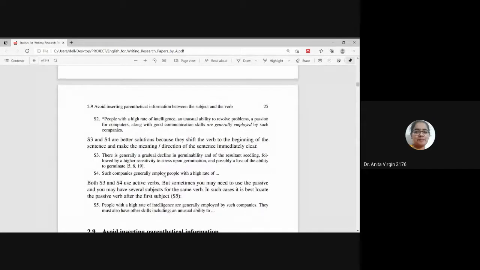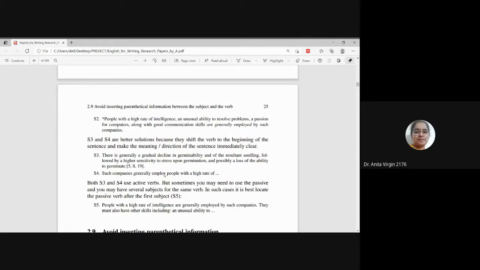Now if we just see the next one, such companies generally employ. So that is how we start. Or generally employed, again it is passive. So if you just say such companies generally employ, then that becomes active. Okay. So here again S3 and S4 is totally just converted to active so that the verb comes closer to the subject. Or else if you just use passive voice, then you can see that the verb is just going away from it. Okay. So this you have to be very careful with.